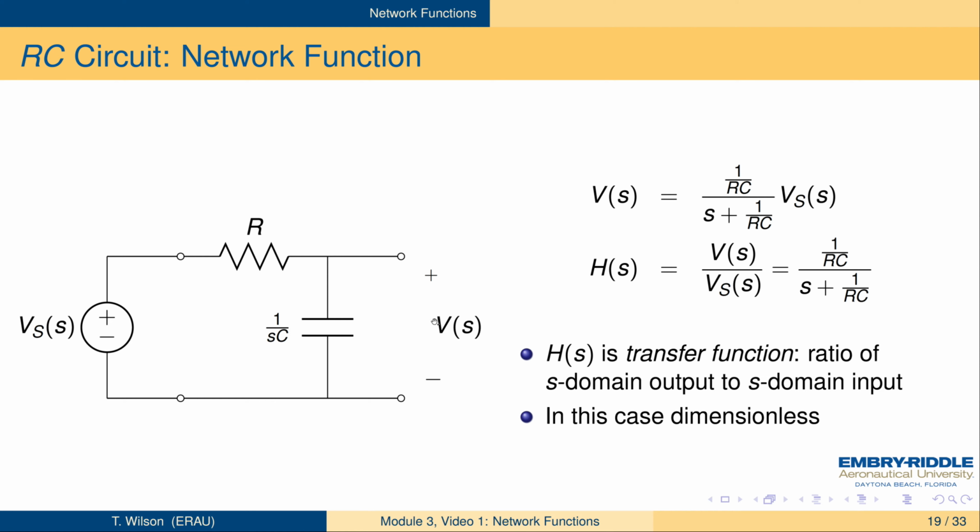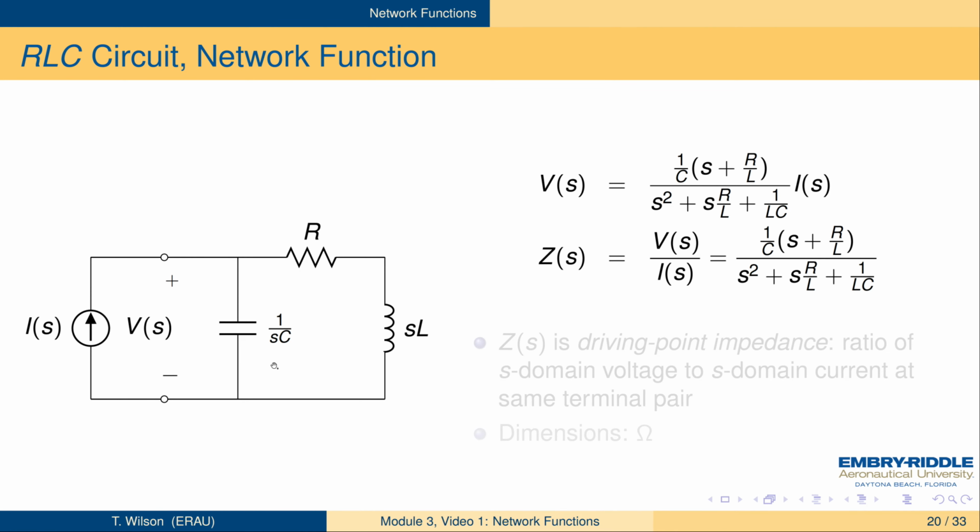If we'd been measuring a current over here, we would have a current over a voltage, so we would have units of conductance. Or if we'd had a current source in and a voltage out, then we'd have units of impedance. But it's not an impedance, it's what's called a trans-impedance or a trans-conductance or a trans-admittance. We can talk more about that later.